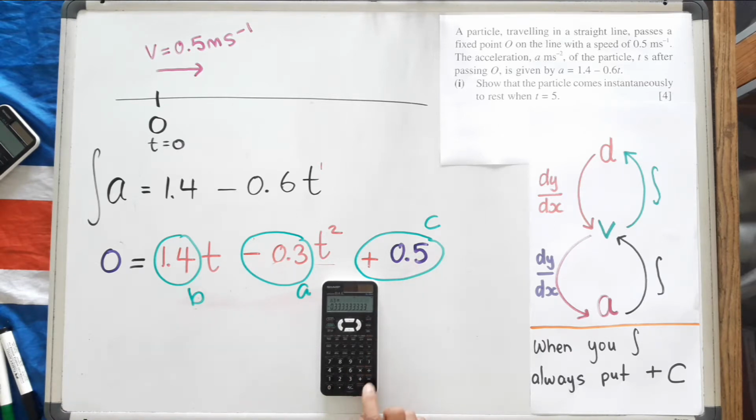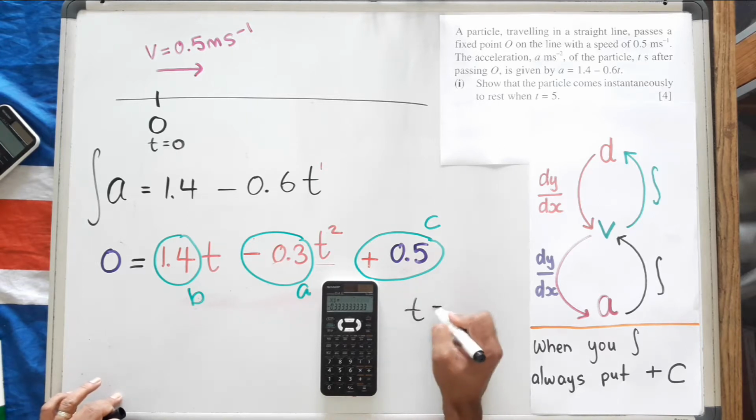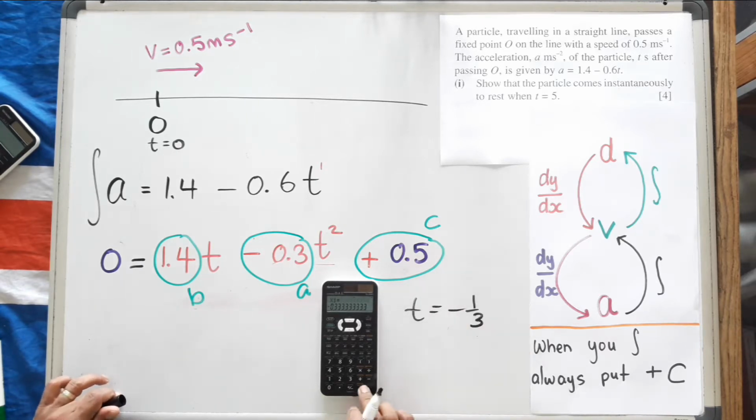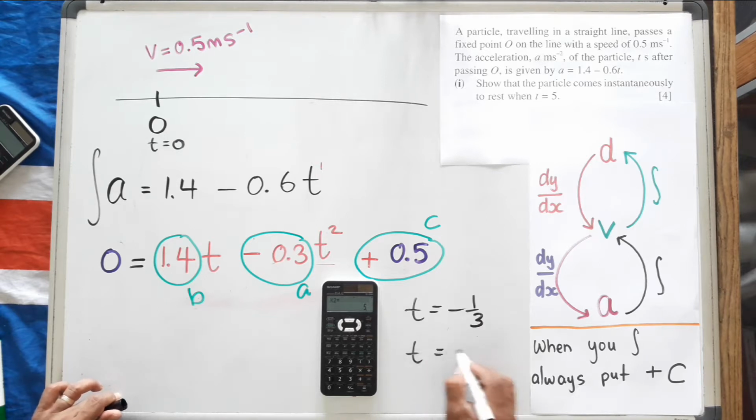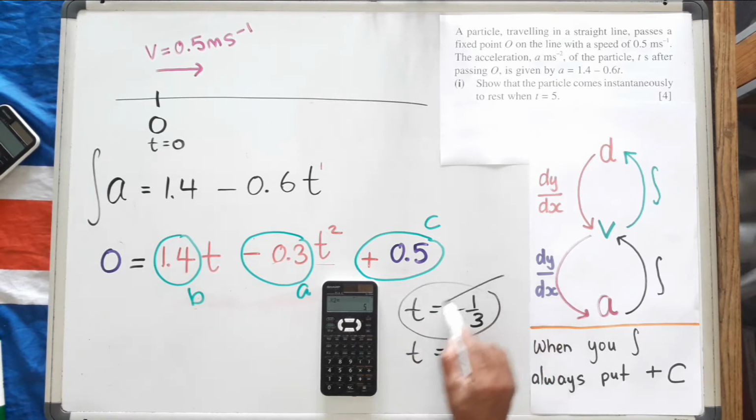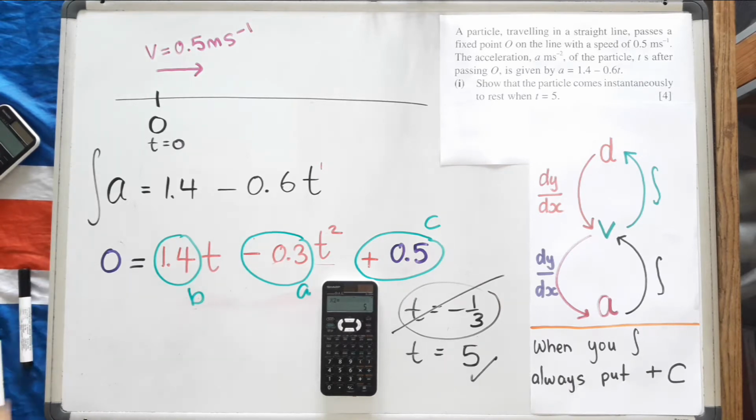Press equal. For the two values of t here, one of my answers is negative 1/3, and my second value of t is 5. The negative value is invalid because you cannot have negative time, so we take the positive value. And that's the end of the question. All right, guys? So I'm going to do another question now on kinematics involving integration and differentiation.